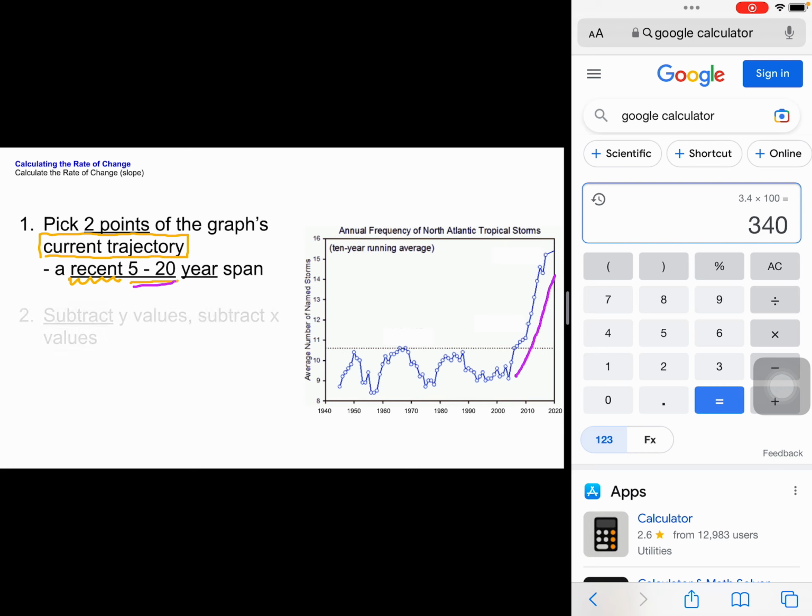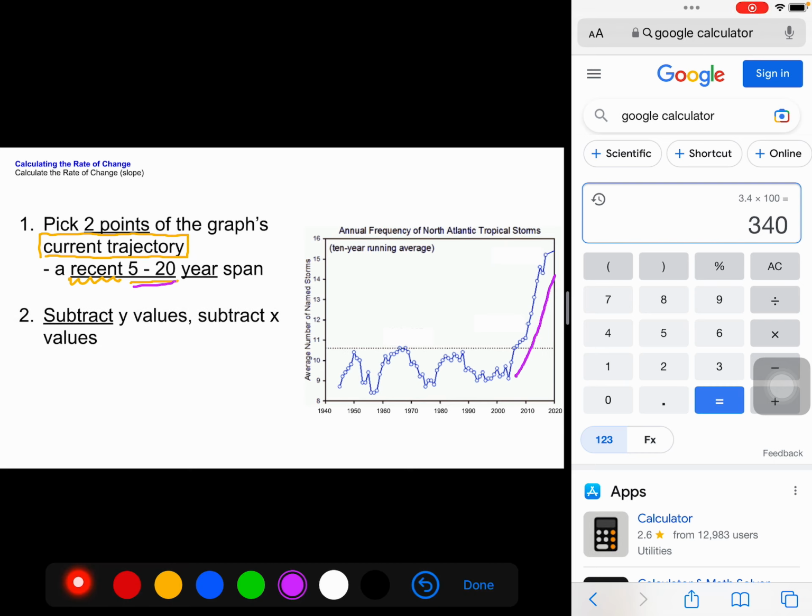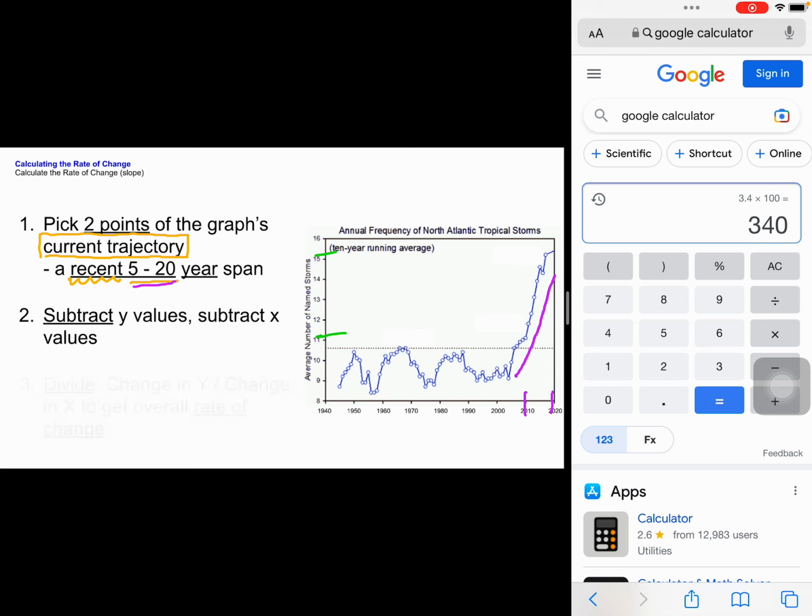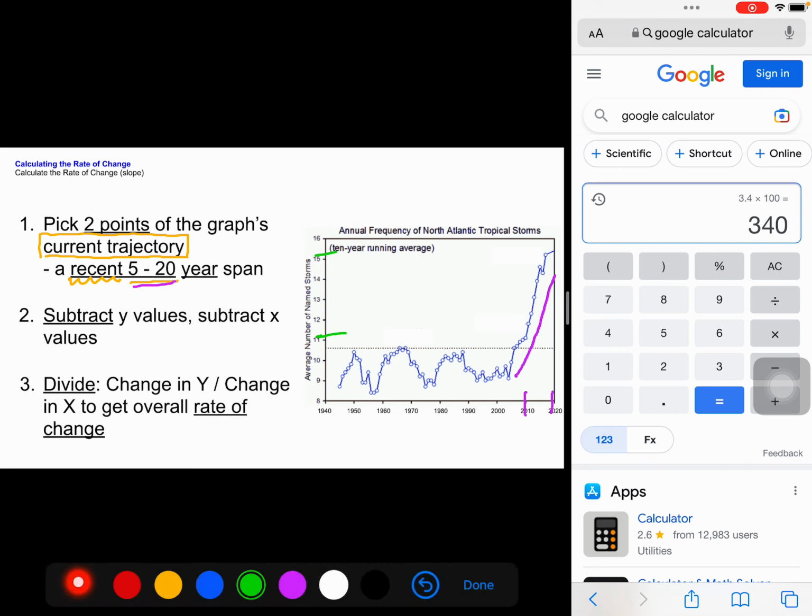Once we have those points determined, then we need to do a little subtraction. We're essentially finding the difference between our two x values and the difference between our two y values. Once we have those subtractions, we're dividing to get that overall rate of change. So you're going to get the change in y, the change in x, and do a division.